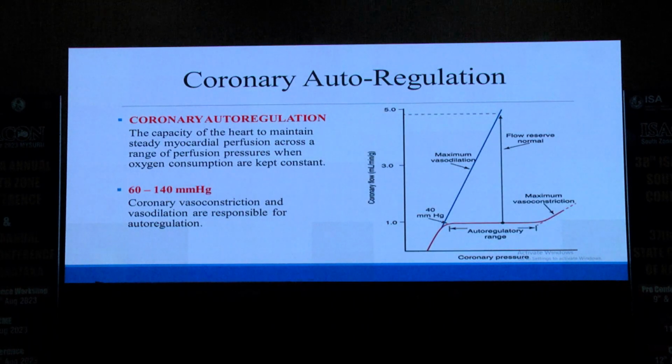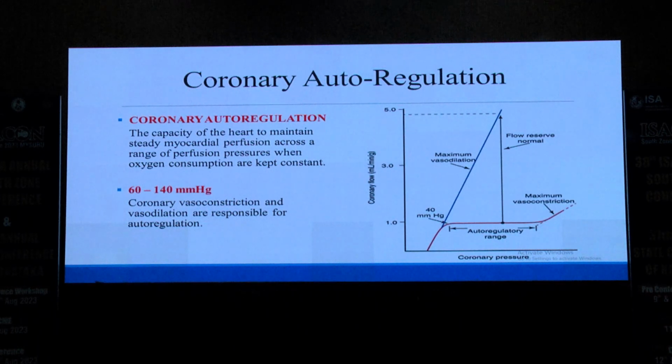The heart has the capacity to maintain steady myocardial perfusion across a range of perfusion pressures when the oxygen consumption is kept constant. From the graph, we know that over a perfusion pressure range of 60 to 140 mm of mercury, the coronary blood flow is kept constant. But beyond this autoregulatory limit, the flow becomes pressure dependent. Whenever the pressure falls below 40 mm, as the pressure falls, the coronary blood flow drastically decreases.